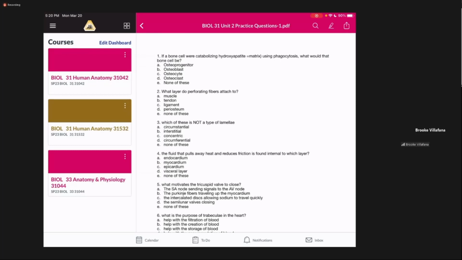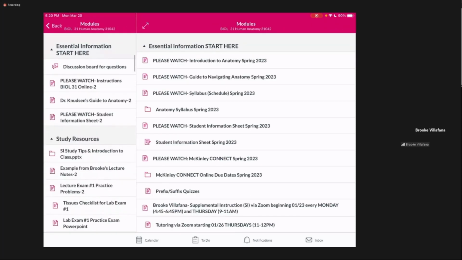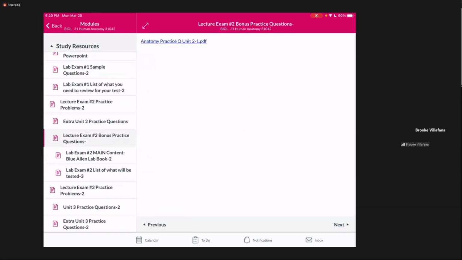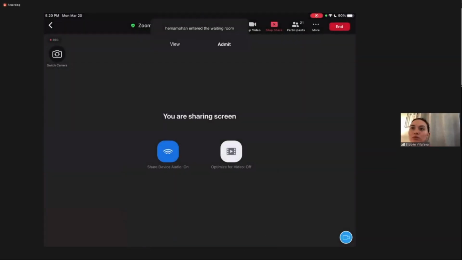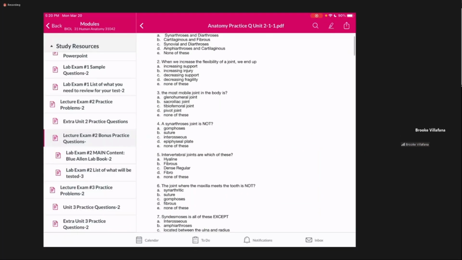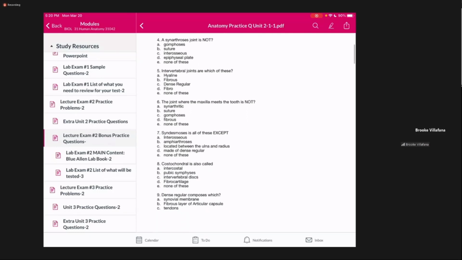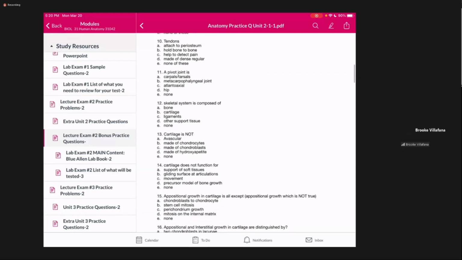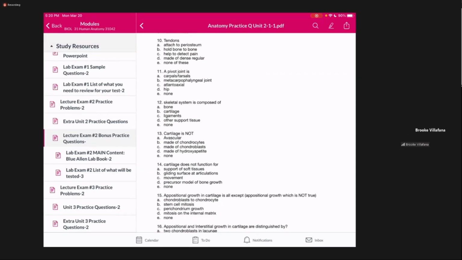Okay, let me go to a different one because I kind of want to stay on cartilage and bone for right now. So let's go to these ones here. Right, so we already did some joint stuff. So let's go to tendons. Question 10. Tendons do which of those? Do they attach to the periosteum, hold bone to bone, help to detect pain, made of dense regular, or none?